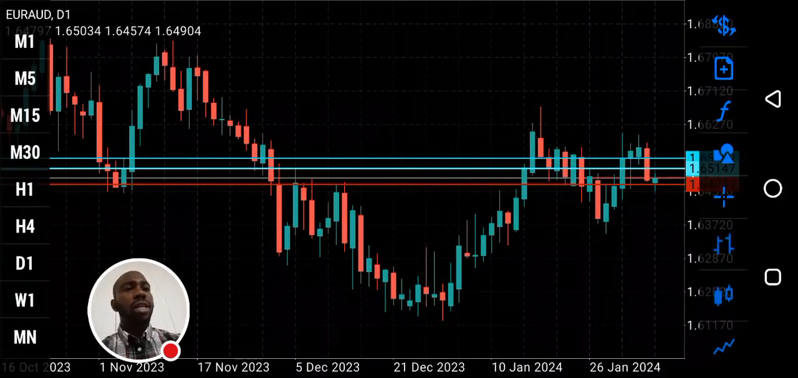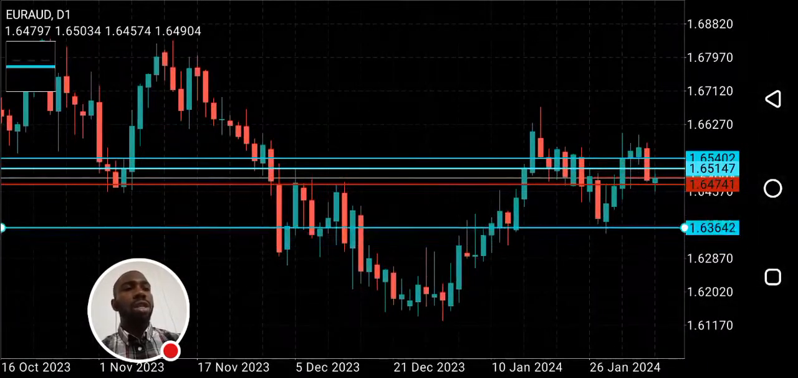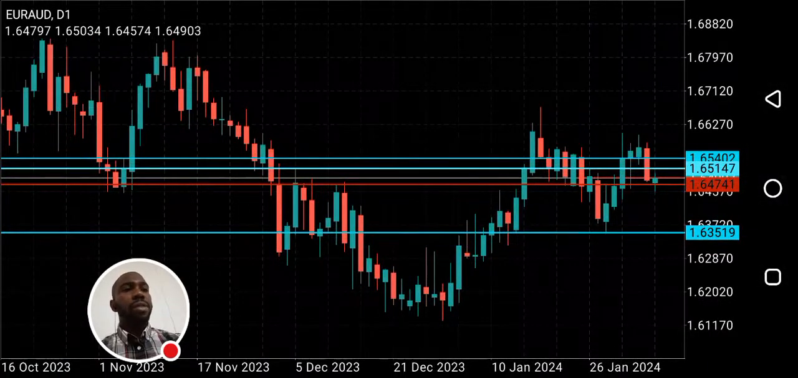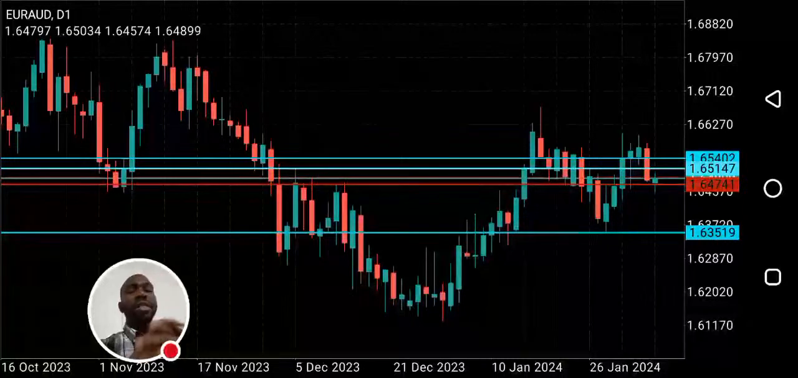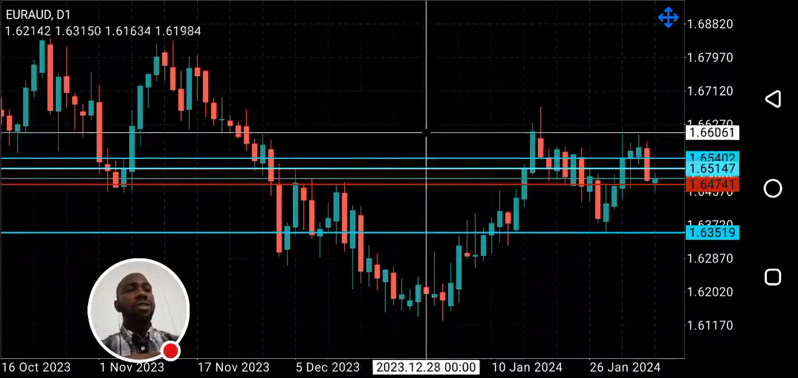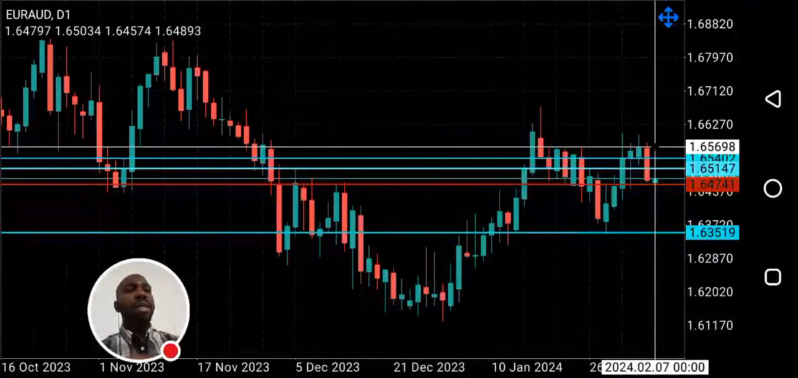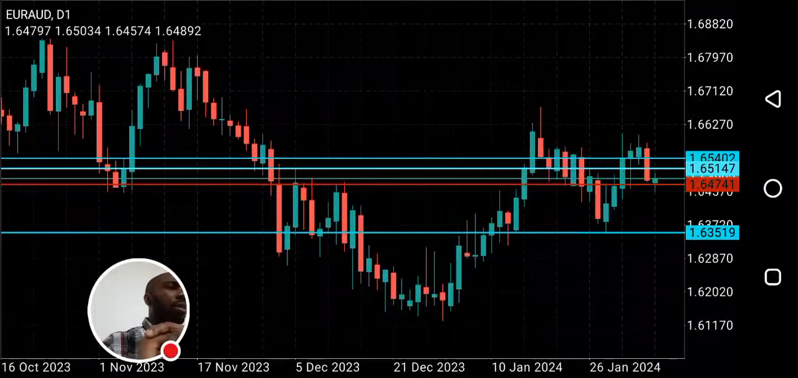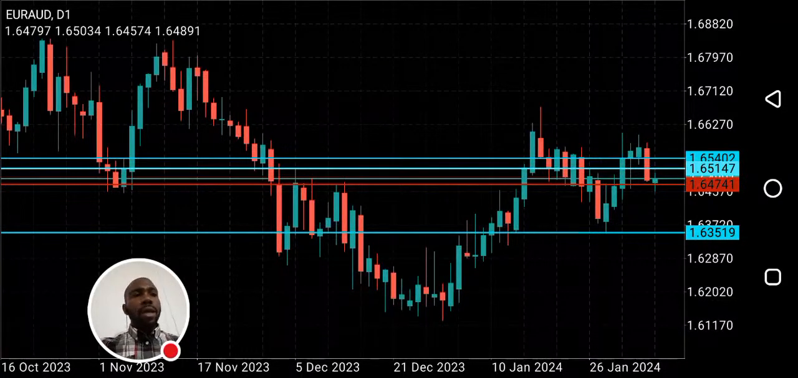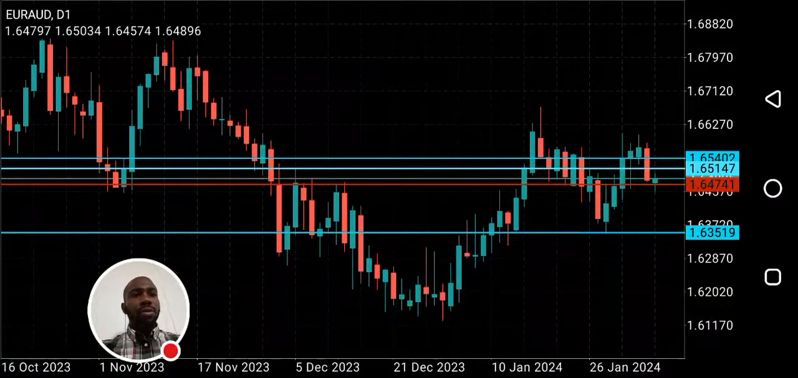So where will we start on Euro Australian dollar? It is likely price will drop to this area of liquidity. That's likely going to be the target for Euro Australian dollar. You would only consider buying if this resistance is broken. That is when you will consider buying. But at the moment, the bears are still in control. It won't be wise to buy Euro Australian dollar at the moment. Look for a sell opportunity on Euro Australian dollar.